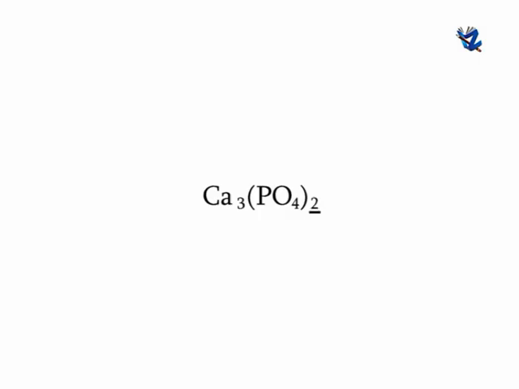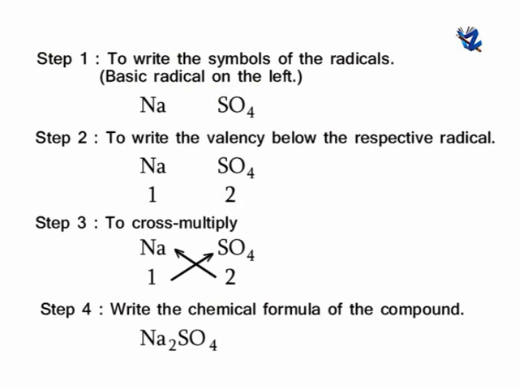This number is obtained easily by the method of cross multiplication of the valencies. The steps are: Step 1, to write the symbols of the radicals. Step 2, to write the valency below the respective radical. Step 3, to cross multiply as shown by the arrows the number of the radicals. Step 4, to write down the chemical formula of the compound.